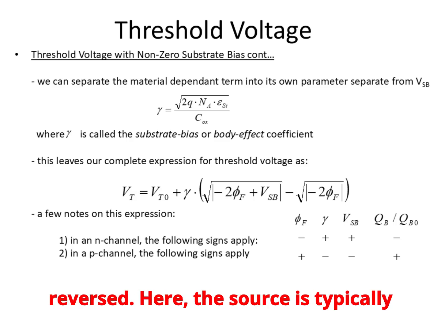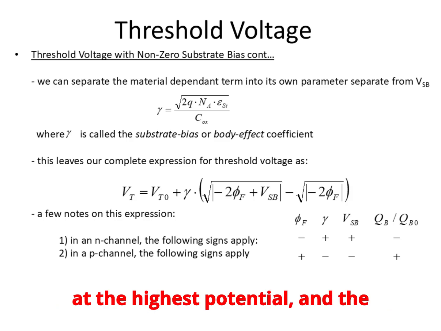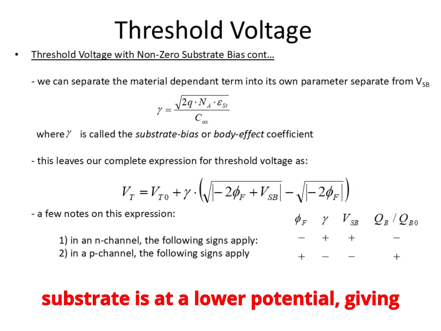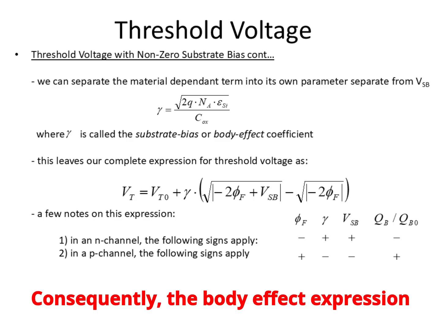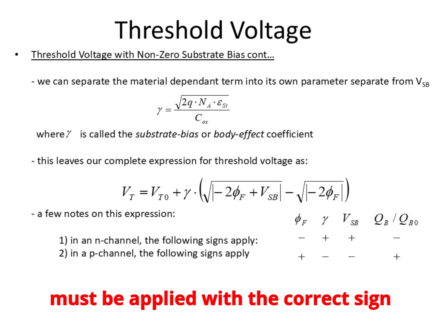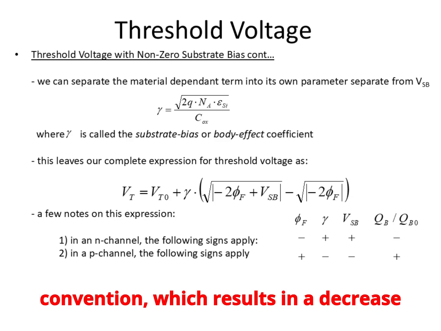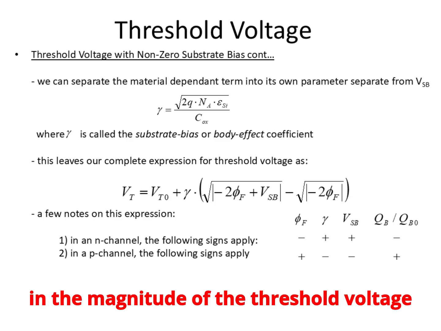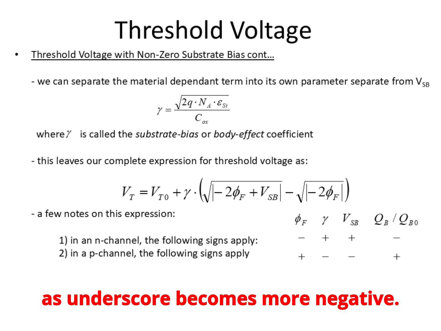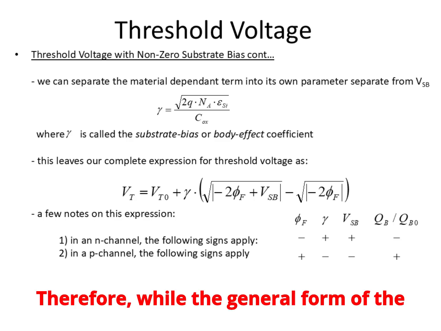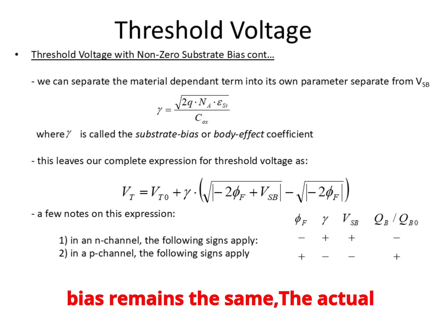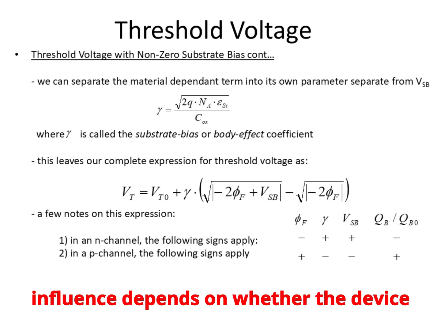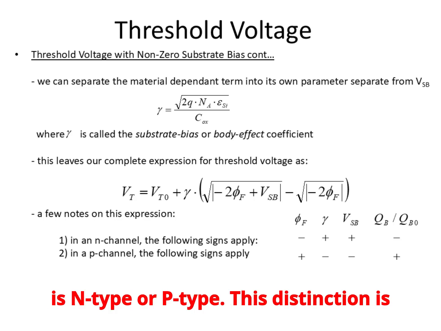Here, the source is typically at the highest potential, and the substrate is at a lower potential, giving rise to a negative V_SB. Consequently, the body effect expression must be applied with the correct sign convention, which results in a decrease in the magnitude of the threshold voltage as V_SB becomes more negative. Therefore, while the general form of the threshold voltage shift due to substrate bias remains the same, the actual influence depends on whether the device is N-type or P-type.